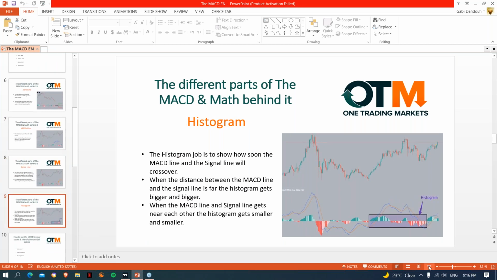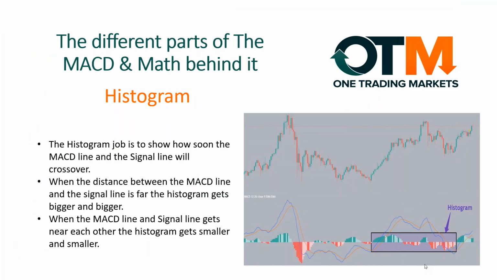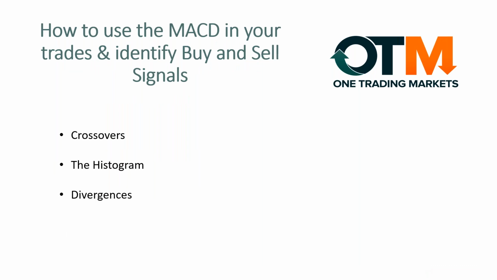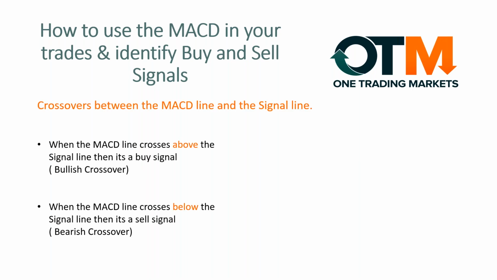Let's continue our webinar. So how do you use the MACD in your trades to identify buy and sell signals? We have three major ways: crossovers, histogram, sorry about that, histogram, and divergences. We're going to explain each one, and we're going to see real life examples and pictures on how this works. So let's start with the crossovers.